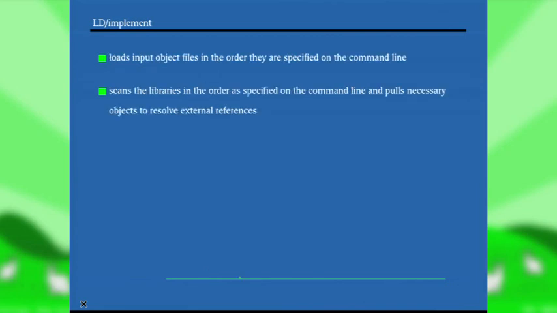So what are the important parts of this process that are relevant to our discussions? Basically, what linkers do, they take the order of the object files and libraries as specified on the command line and place them in memory, allocating the address space for them sequentially and linearly, starting at some certain fixed address or even a random address. It doesn't really matter in this case.